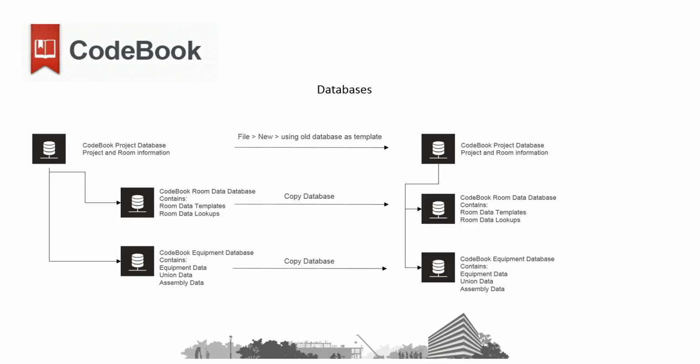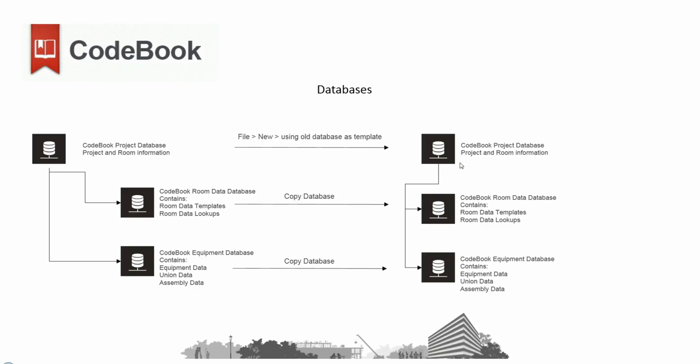We've laid this out in a flowchart so we can see that we have a CodeBook project database. You can see that project database has an equipment library with it and has a room data library with it. If I wanted to create a new CodeBook project, I would select the CodeBook project database that fits our requirements. I would select File and New, and I'd use that project as a template for the project we're creating.